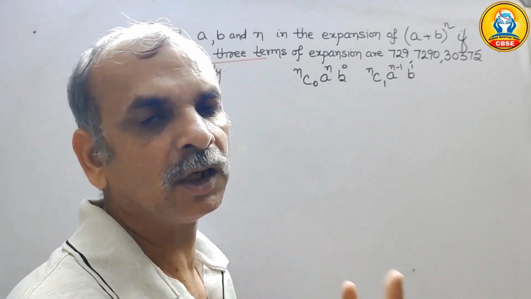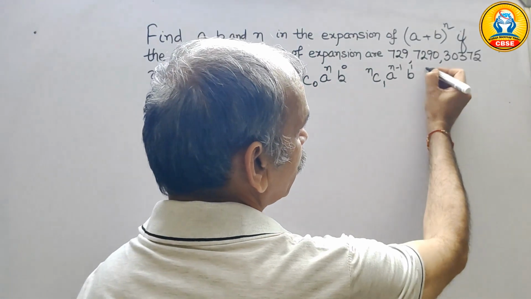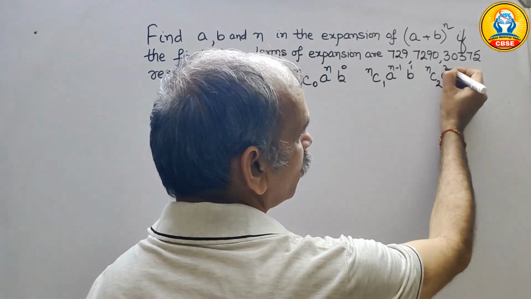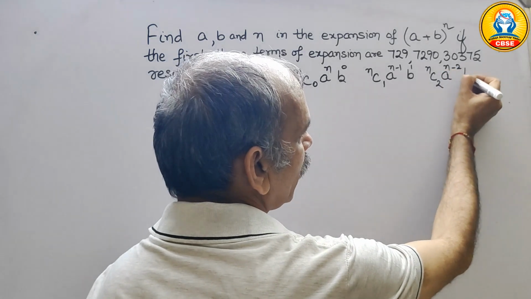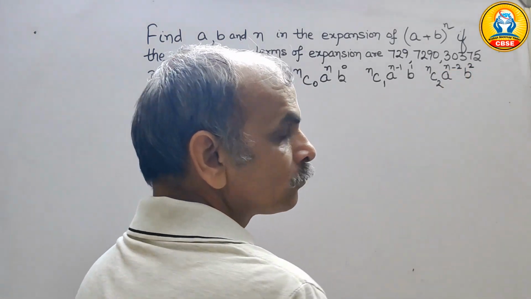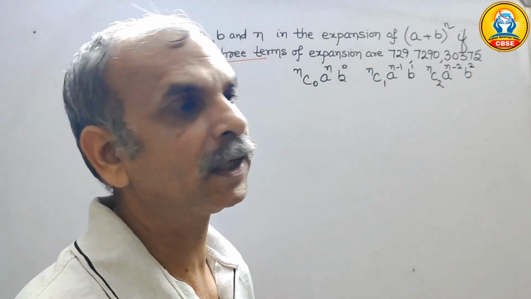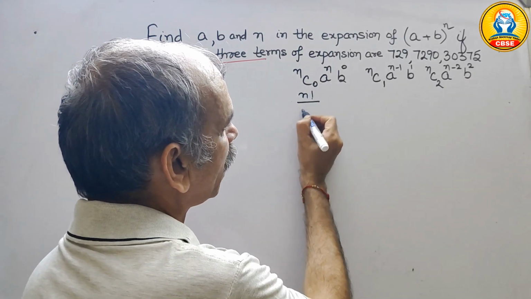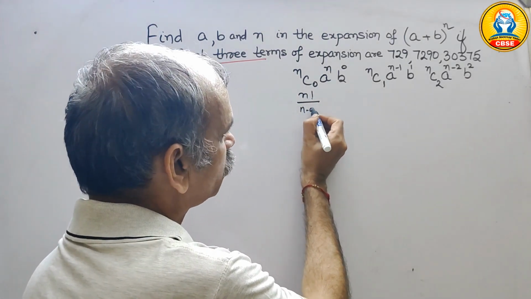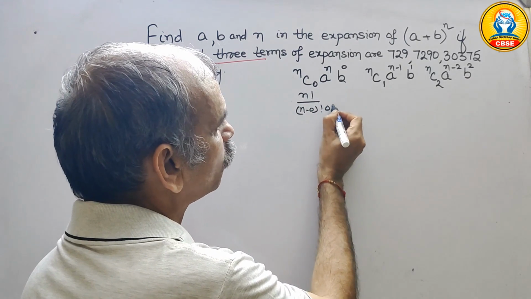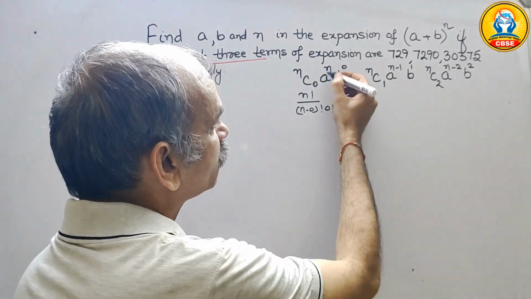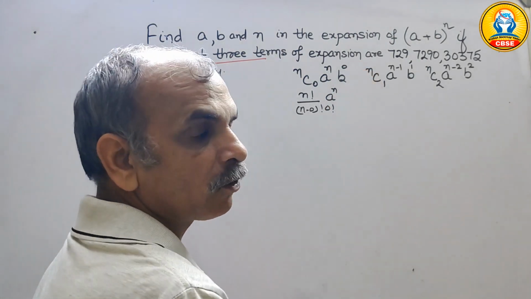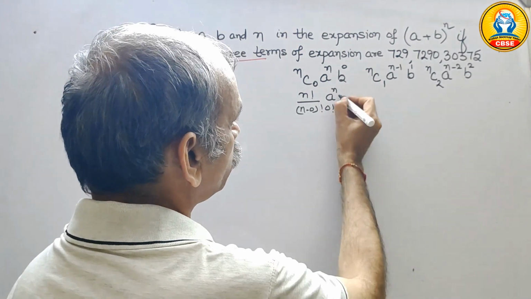Now comes your third coefficient, that is nC2, with a to the power of n minus 2 and b square. If you solve this, what will you get? nC0 means n factorial by (n minus 0) factorial and 0 factorial, and this will be a to the power of n and b to the power of 0, which is 1 only.